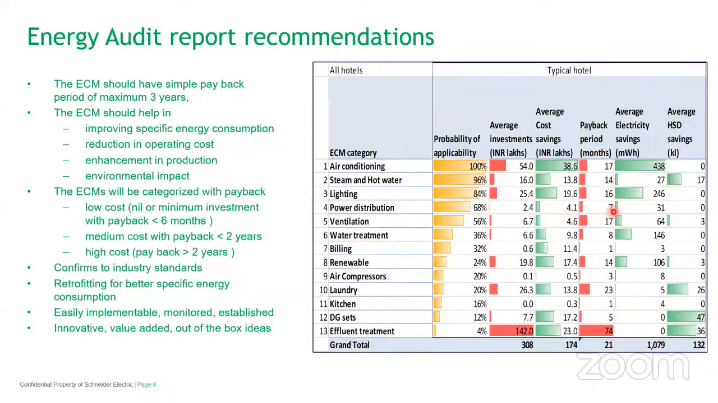If you see, the lowest payback is in power distribution, within 7 months, and some could be billing. I'm getting the benefit of 11 lakh rupees in 1 month if I invest only 6,000 rupees, for example. So they will go for quick wins. These are called quick wins, like kitchens. I'm getting savings of 3,000 rupees without any investment, for example.